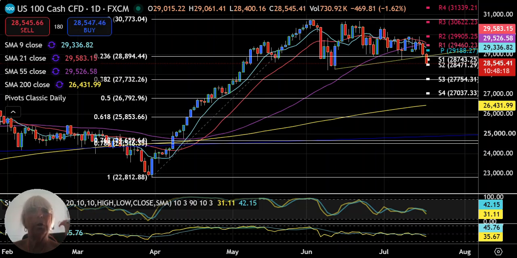Now, although we closed lower yesterday, which we did, and we closed on the 23.6 Fibonacci level in the Nasdaq. That's 28,894, as you can see. Now, obviously, overnight we have seen the market deteriorate further and open well below its pivot point.